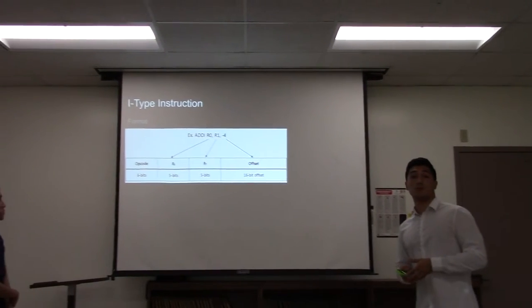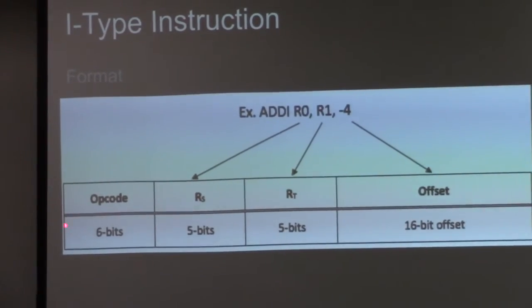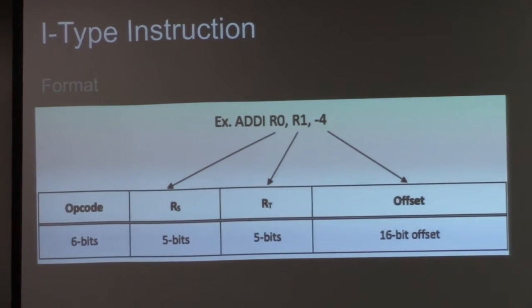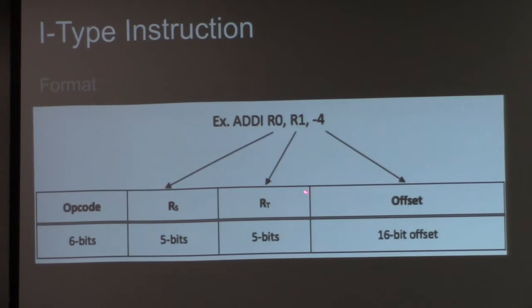Next, we have an I-type instruction. For this, we actually do use the opcodes, so bits 31 to 26 denote what kind of operation we're going to be doing. Notice how there is no RD in this one. Instead, we just take RS and RT right away. And RT is going to be the register we're going to be writing to. And we're going to have a 16-bit offset or immediate following right after it. So for this example, we're doing add immediate. We would add whatever is within the register of R0 with the -4 immediate value and write it into R1.